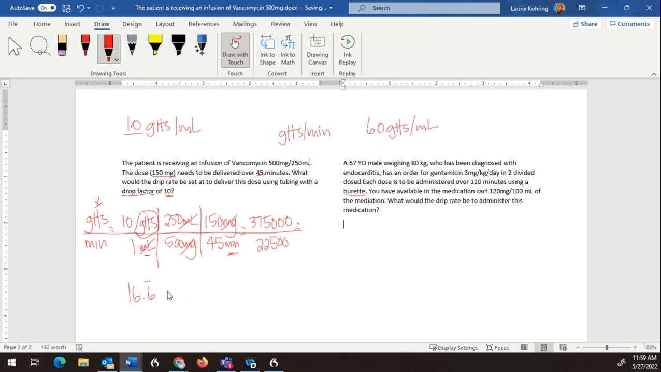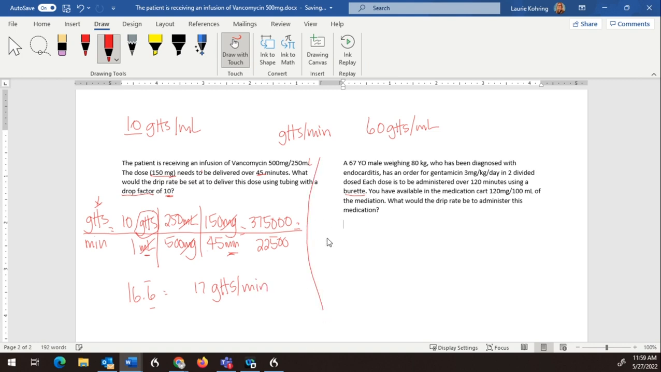16.6 continued. When you're looking at flow rate questions, especially drops per minute, you literally are counting how many drops are dropping in a minute. So counting 0.6 of a drop is impossible. You'll likely be required to round this number. In this case, we have 0.6, so we would round up, and the answer would then be 17 drops per minute.